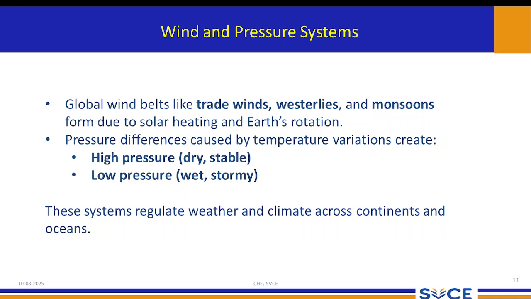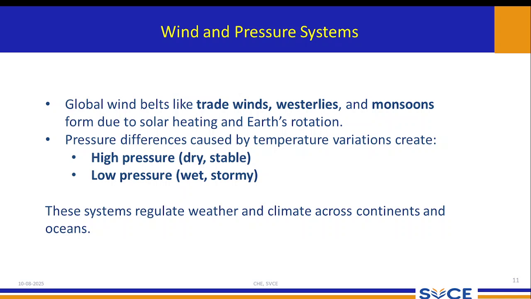The global wind belts like trade winds, westerlies, and monsoons form due to solar heating and earth's rotation. The wind is very important and needs to be considered. Because of the earth's rotation and solar radiation, the monsoon forms. The pressure difference caused by temperature variation is the driving force: high pressure and low pressure.